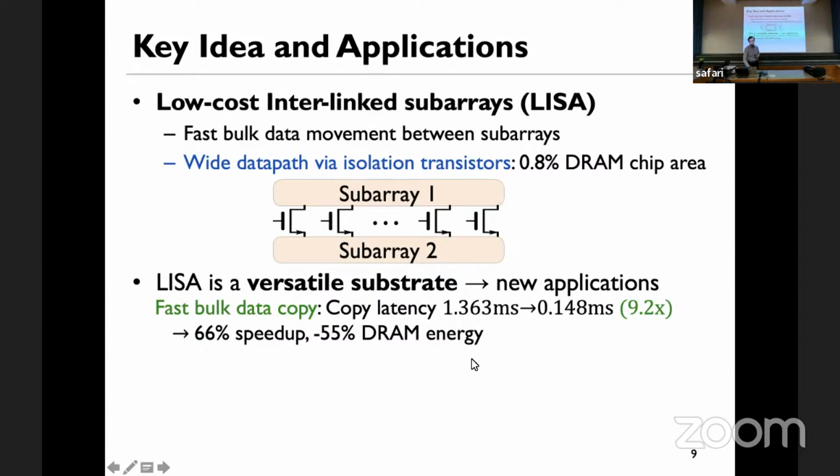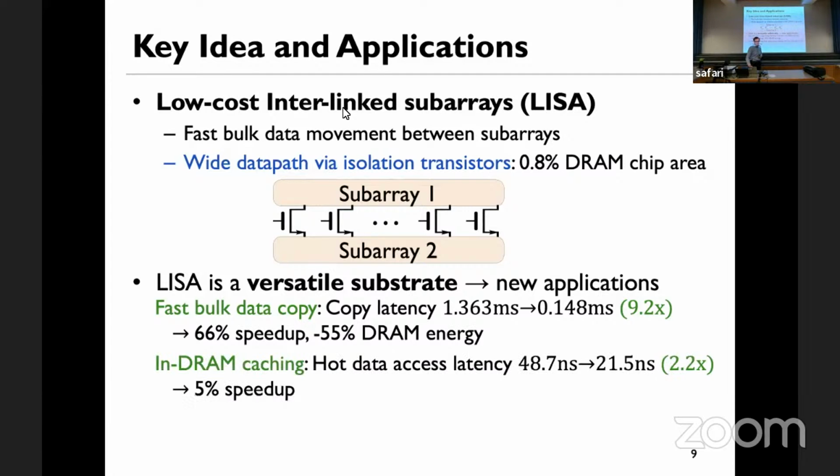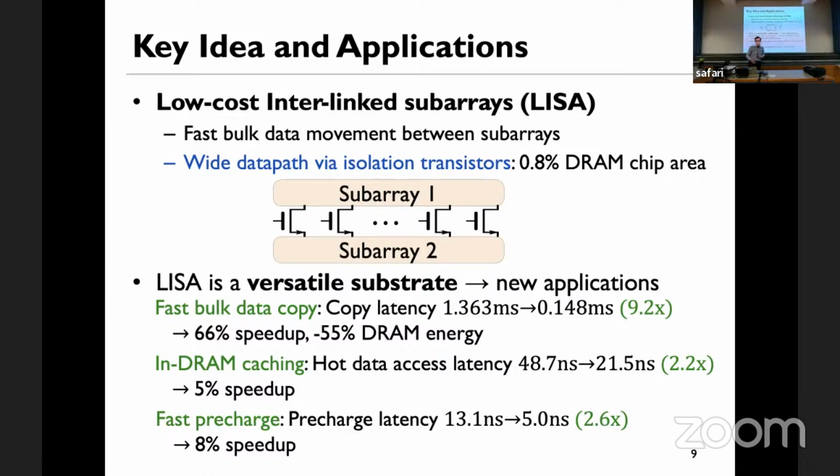You can see that there's fast bulk data copy. Copy latency between subarrays reduces significantly by almost, let's say, 9x, actually 9.2x. Energy also improves. It is not said here, but it's kind of the application level result that is given. You can actually enable in-DRAM caching. We will see that by using heterogeneous subarrays, some large subarrays and some small subarrays, or slow versus fast subarrays. And you can also improve the pre-charge latency, as we will see, because once the subarrays are connected to each other, they can use each other as pre-charge units.